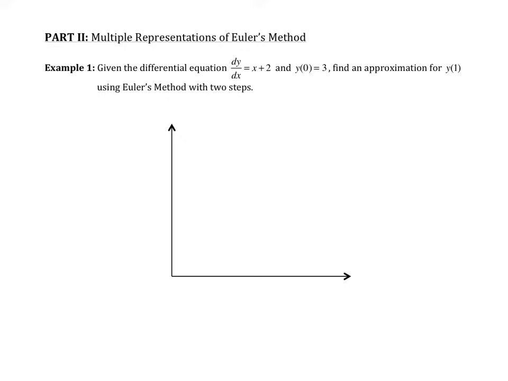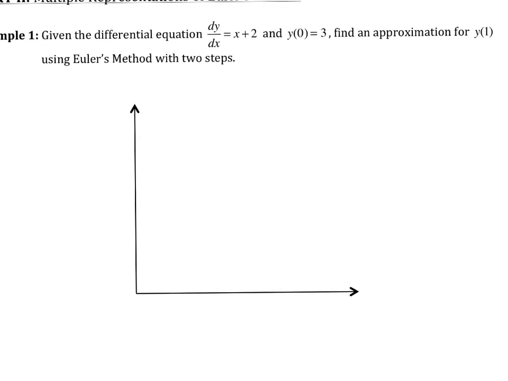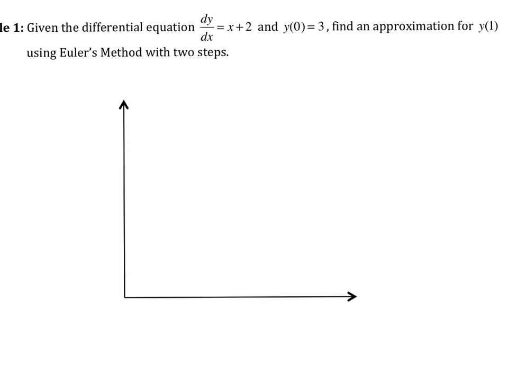All right, so for example 1, it says given the differential equation y prime equals x plus 2, and y of 0 equals 3, find an approximation for y of 1 using Euler's method with 2 steps. Okay, so they've already given us a bunch of information here. So let's zoom in a little bit and see if we can pick apart what they've already told us. All right, so they told us that we need to use Euler's method with 2 steps.